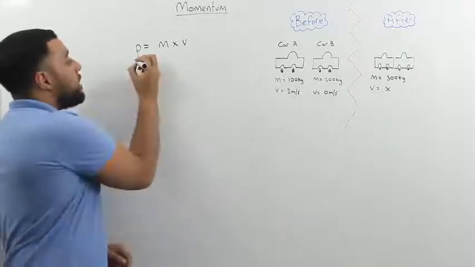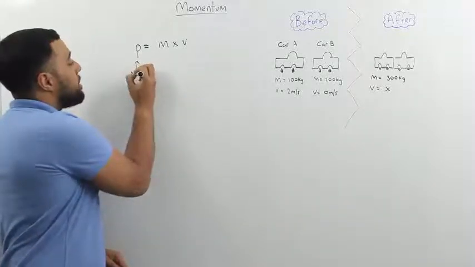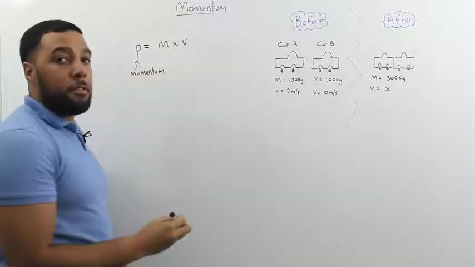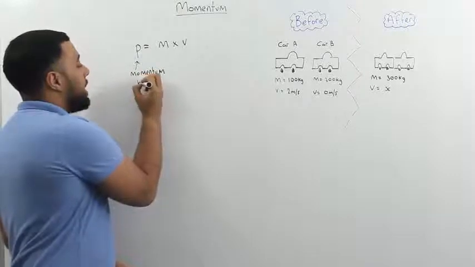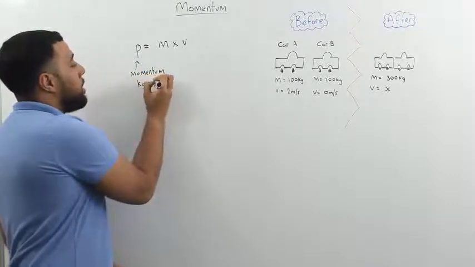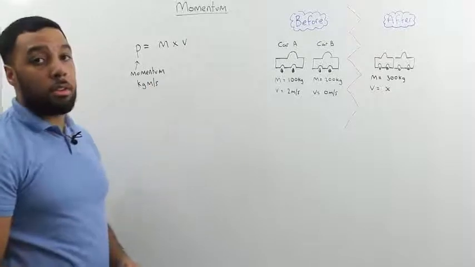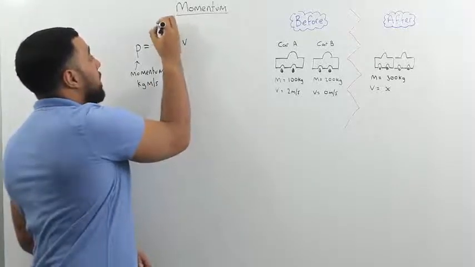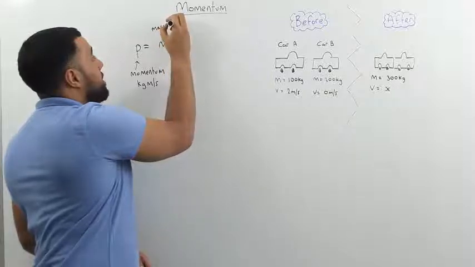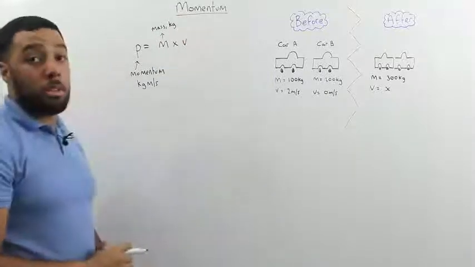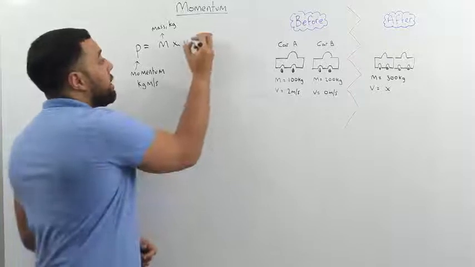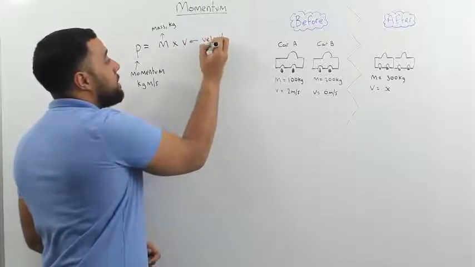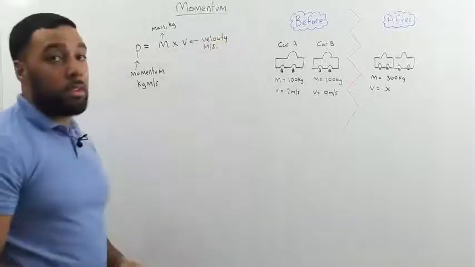where P represents momentum, and the unit for momentum is kilogram meters per second. This is mass, and mass is measured in kilograms, and V is velocity, and that's measured in meters per second.